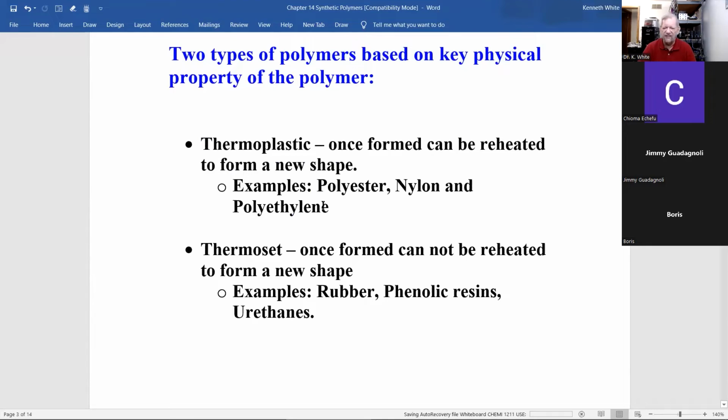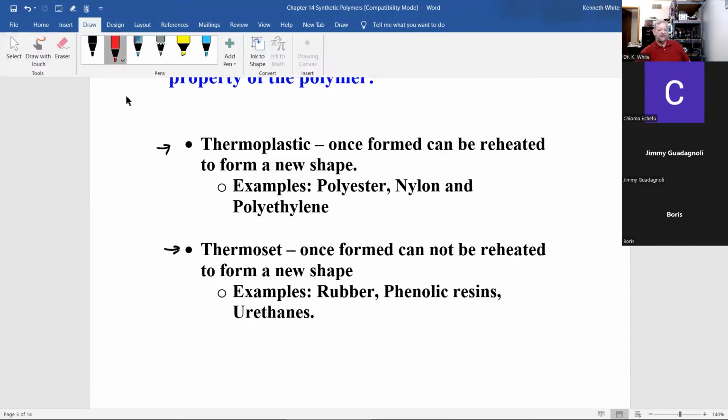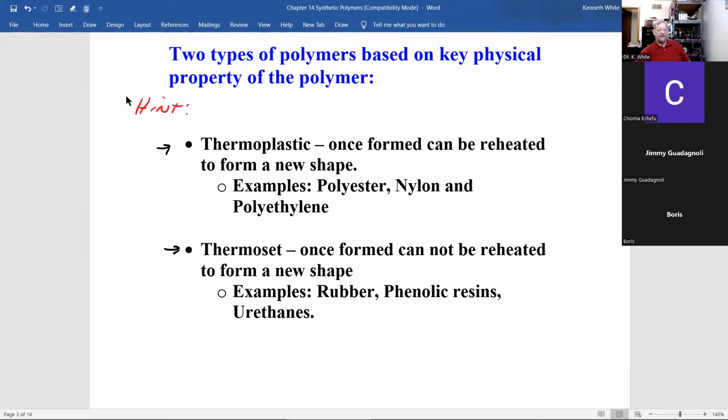Now, the other way of classifying polymers is by a key physical property. And that is, once a polymer shaped like a bottle is formed, can it be reheated and made into something else, a new shape, or it can't. And those two types are called thermoplastic and thermoset. And you should know this.